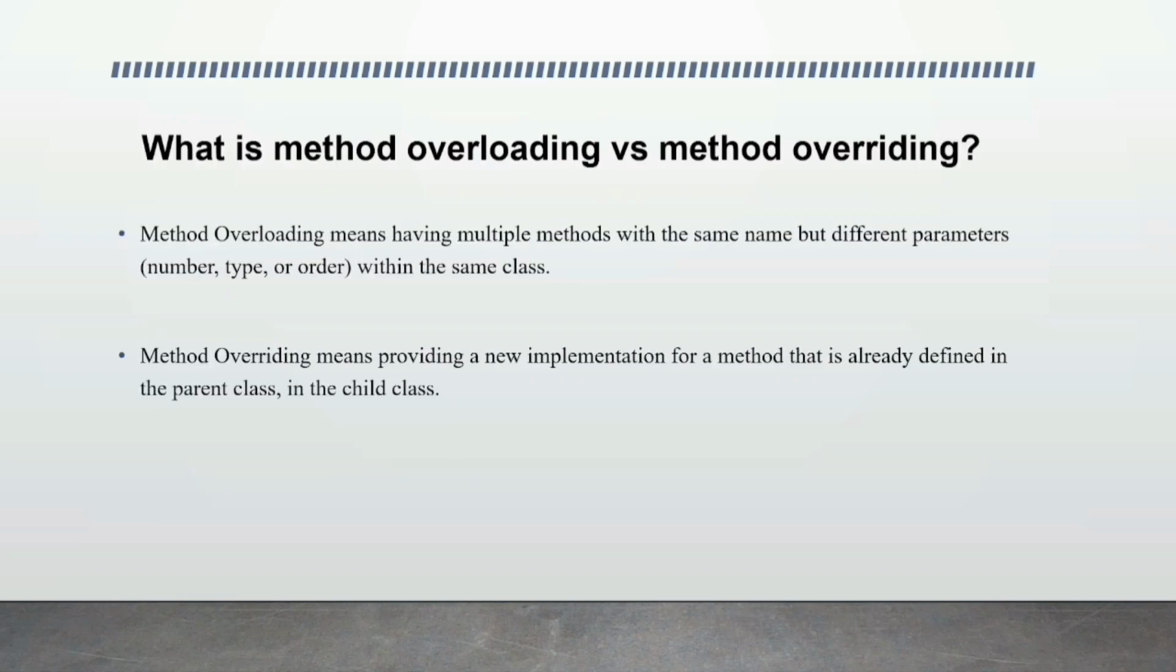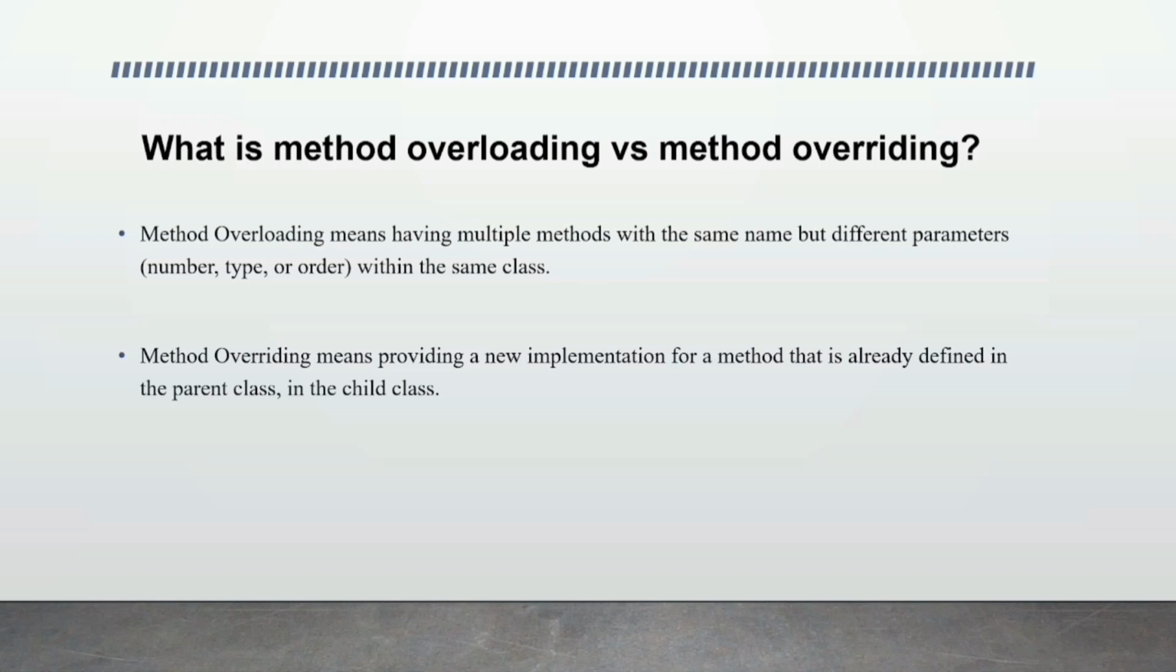Our next question is, what is method overloading and method overriding? Method overloading and method overriding are techniques used for achieving polymorphism in Java. Method overloading is used to achieve compile time polymorphism. Method overriding is used to achieve runtime polymorphism in Java. Method overloading is when multiple methods in the same class have the same method name with a different parameter list. Then it is called method overloading.